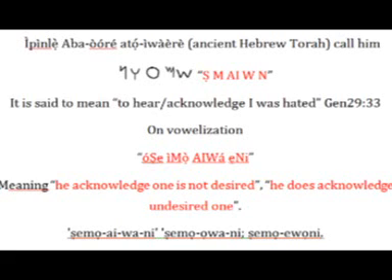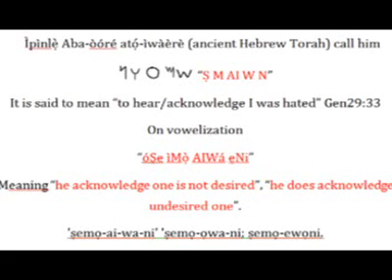On vowelization we have Oshe Imo. Now if you want to say it with Ai, you can say Aiwa Eni, which means the same thing. But in a more refined, more local Yoruba, it will be Oshe Imo Owa Eni. So Aiwa or Owa. Yoruba will say Owa. That means you did not call or you did not seek me. You did not seek me. So Oshe Imo Owa Eni.